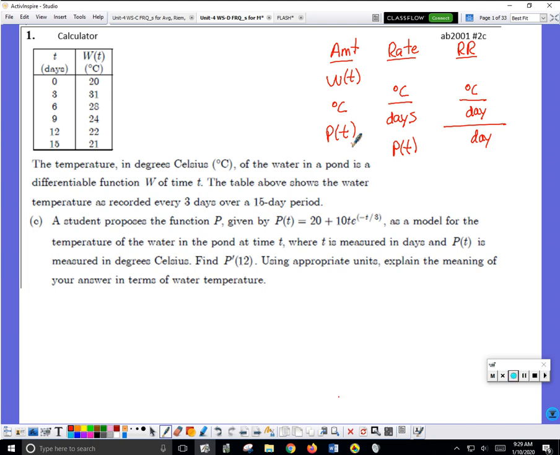Please. So would the rate be how fast the temperature is changing? Perfect. Perfect. Look.